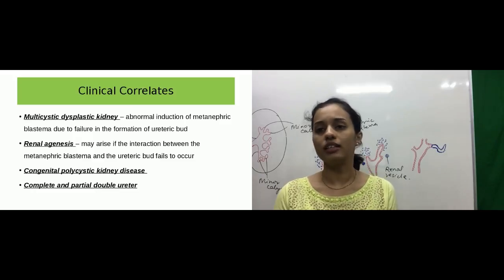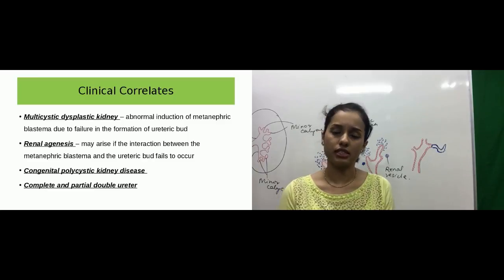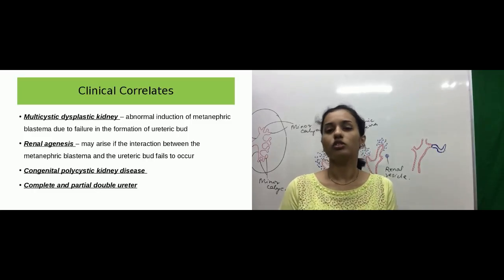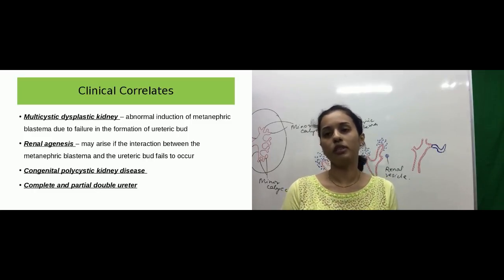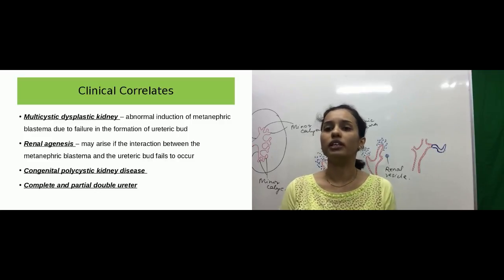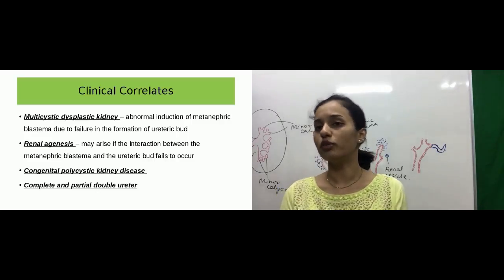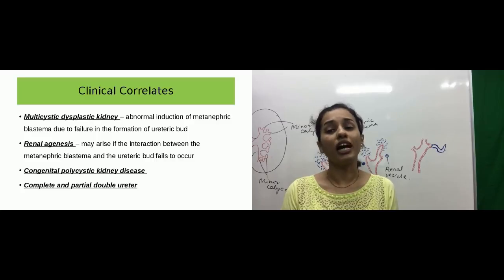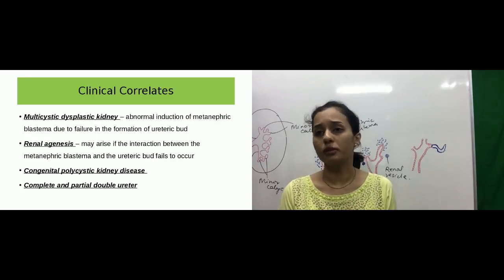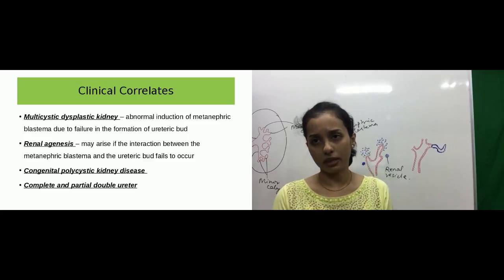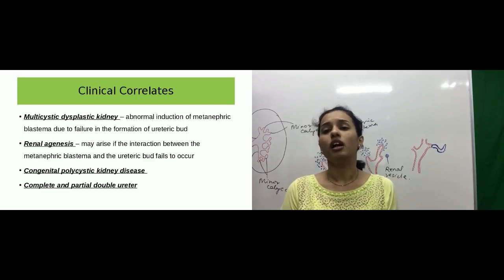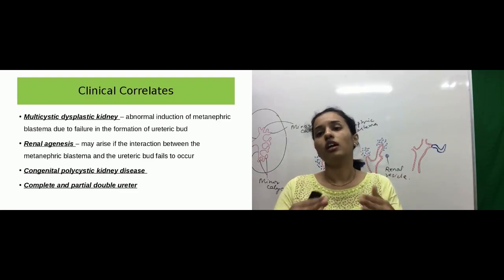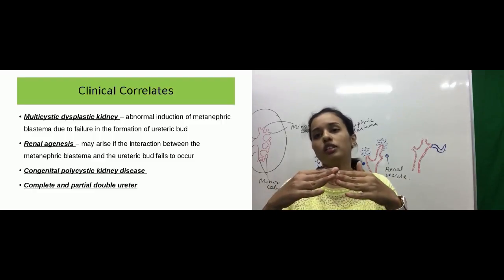So let us know some of the clinical applications related to the development of the kidney system. One of them is multicystic dysplastic kidney. It's a genetic disorder. This can be accompanied by, it can be a syndrome along with, abnormal development of the digestive tract or abnormal development of the nervous system or any other parts of the urinary tract. Here what happens is there will be formation of undifferentiated cells from the metanephric blastema. There will be abnormal induction of the metanephric blastema, and also sometimes there might be failure in the formation of the ureteric bud. The ureteric bud can outgrow, but they don't branch out or they don't undergo subdivision.